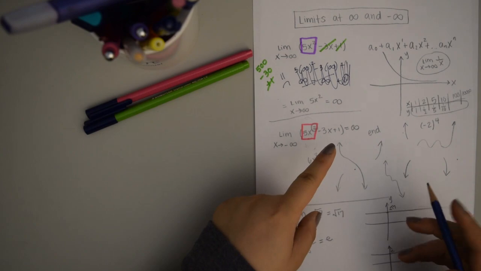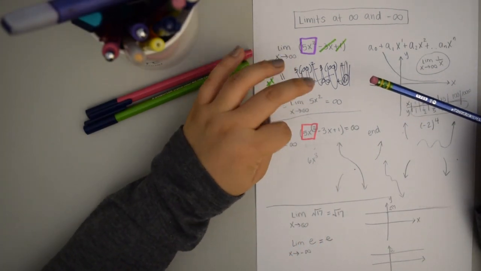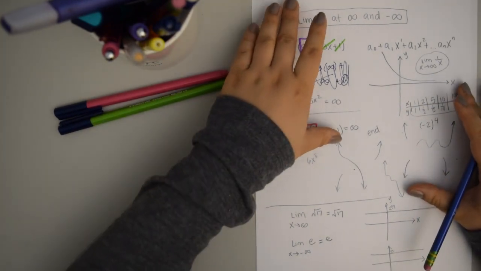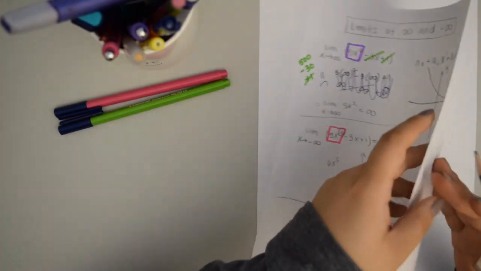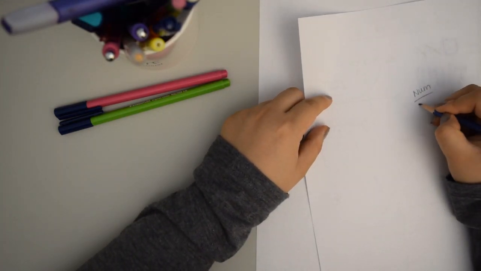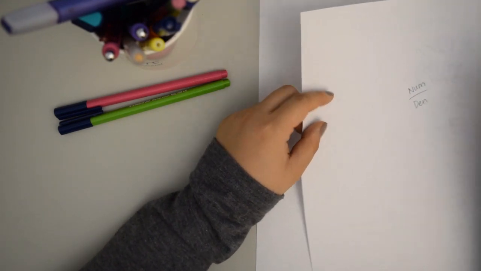So next we will do rational functions, finding limits as x approaches infinity and negative infinity for rational functions, specifically in the form of some kind of numerator divided by a denominator. Okay, and we might have two polynomials like that.